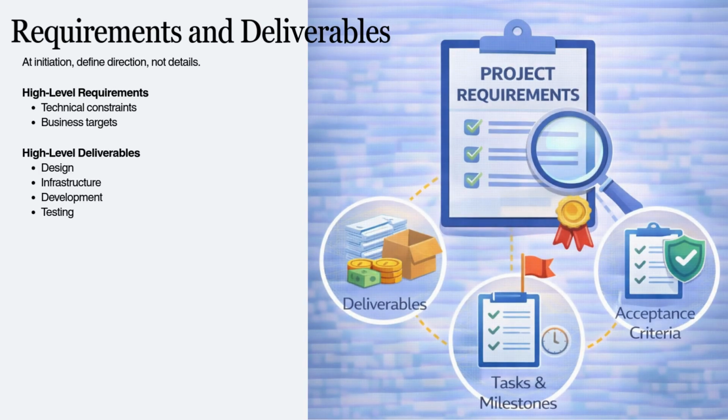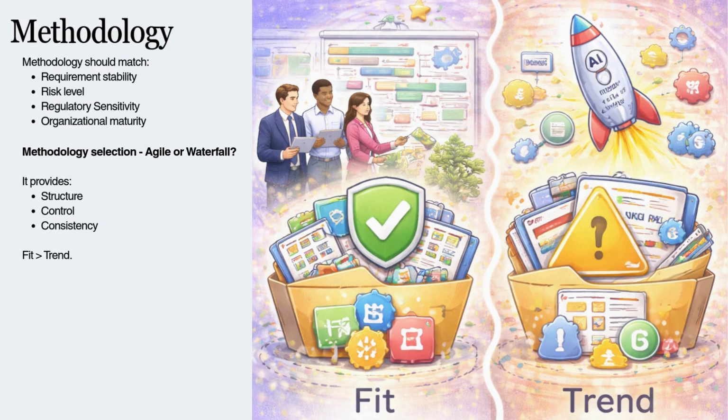With formal authorization in place, the next step is clarifying direction, not detailed planning, but high-level requirements and deliverables. We establish high-level technical constraints and business targets, for example, compatibility requirements, integration boundaries, performance targets, and financial thresholds. We outline high-level deliverables, including design, infrastructure, development, and testing, but not task-level breakdowns. This ensures clarity without over-engineering prematurely. Once direction is clear, the organization must decide how delivery will be structured, and the decision depends on the methodology.